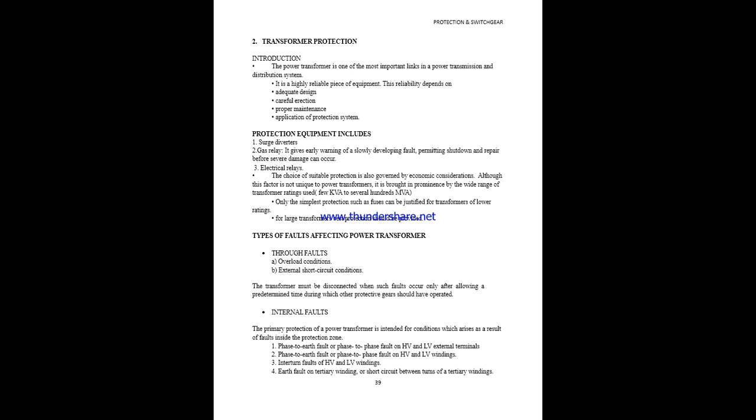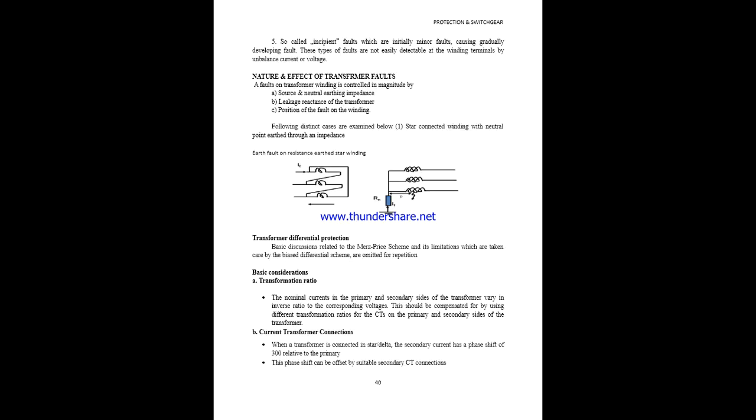While considering the internal faults, like LG fault, LL fault, LLG fault, LLL faults, interturn faults, and earth fault, there are also so-called incipient faults, which are initially minor faults. The nature and effect of transformer faults depend on source and earthing impedance. A fault on a transformer winding is controlled in magnitude by the source and neutral earthing impedance, the leakage reactance of the transformer, and the position of the fault on the winding.